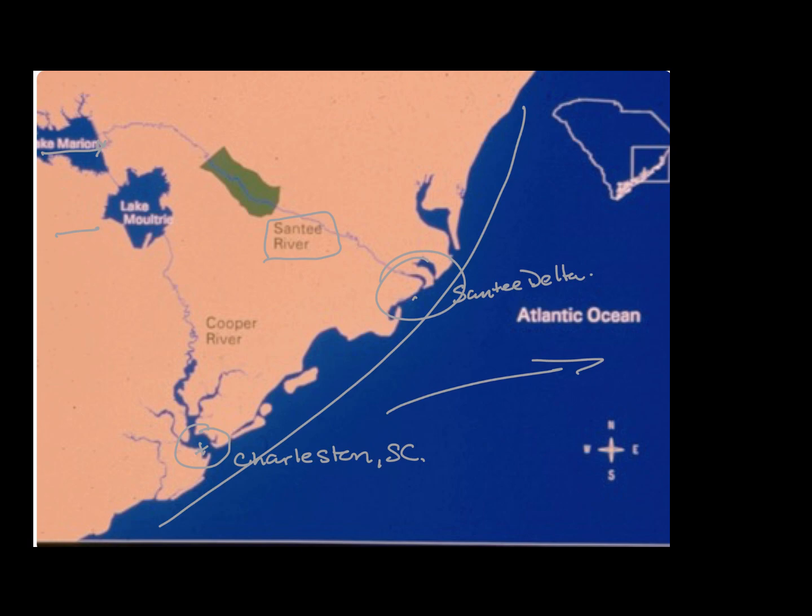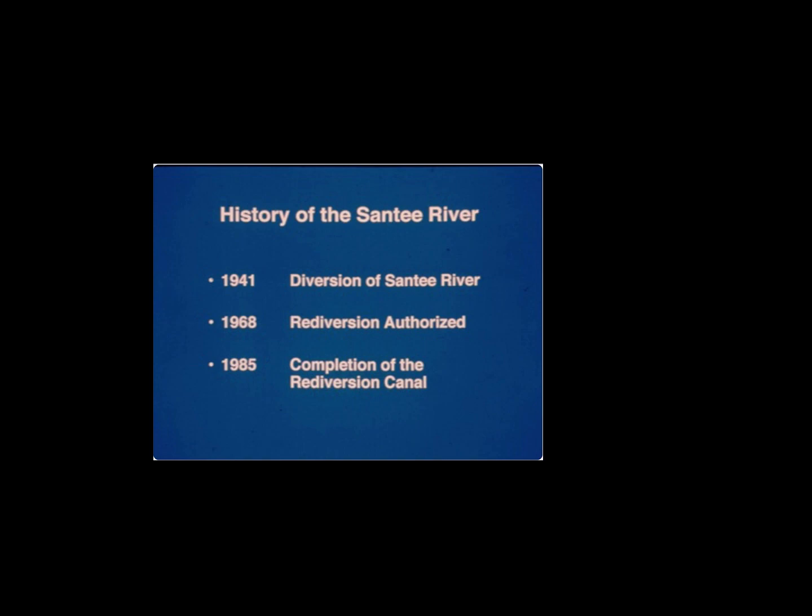So now, what's actually important about this from modern times? Let's take a look at another set of historical characteristics that were going on here. In 1941, there was legislation that was passed that allowed for the diversion of the Santee River. So this was the damming of the Santee River, which ended up creating the reservoirs on the Piedmont of South Carolina. So in 1941, the Santee River was dammed. Lake Marion and Lake Moultrie were created.